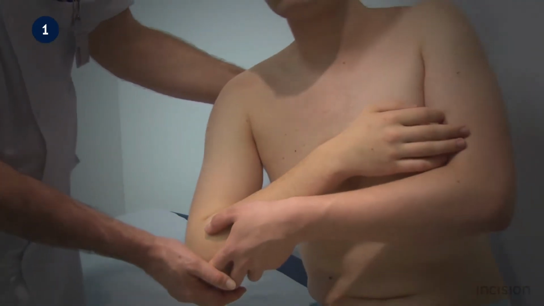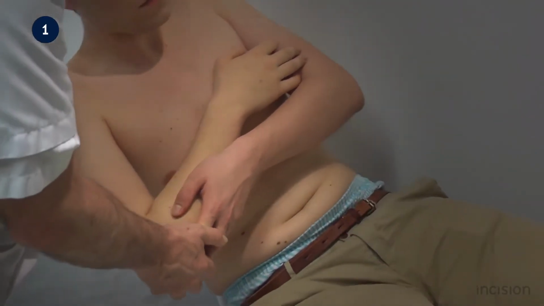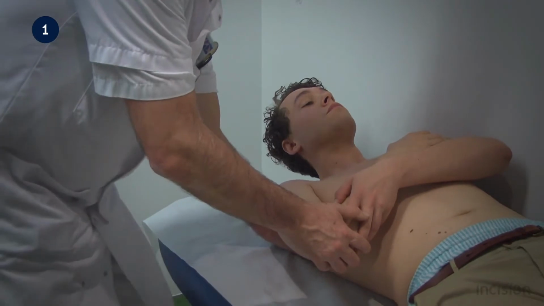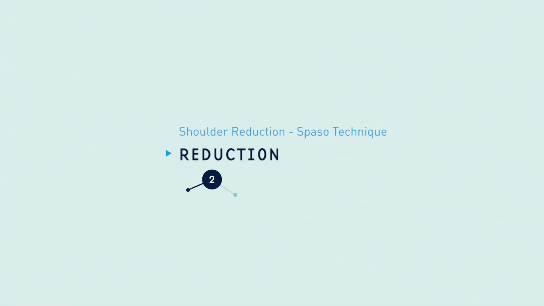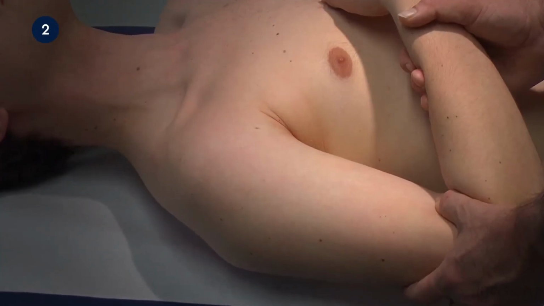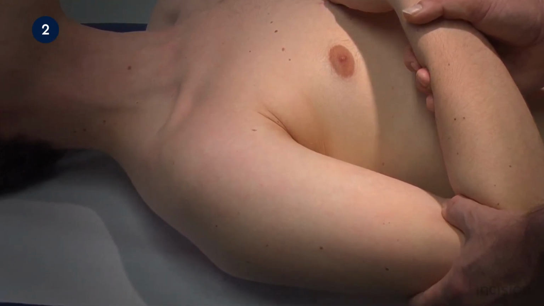The patient is placed in a supine position. This is done slowly and with care. The shoulder should be supported to reduce the pain as much as possible. Relaxation of the shoulder muscles is essential for a successful reduction. Analgesia and patient comfort are therefore essential.